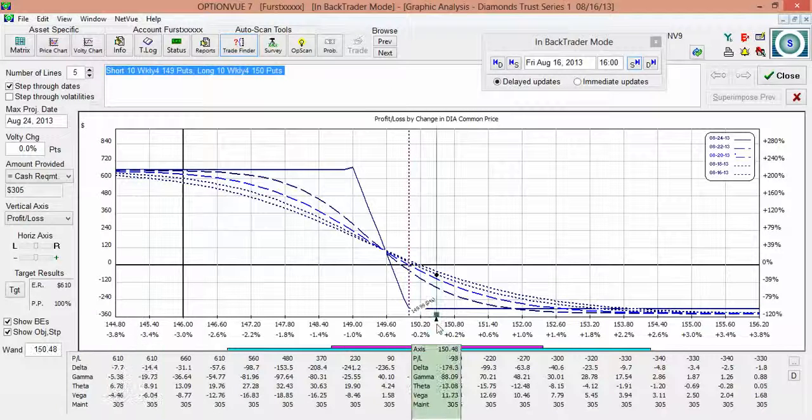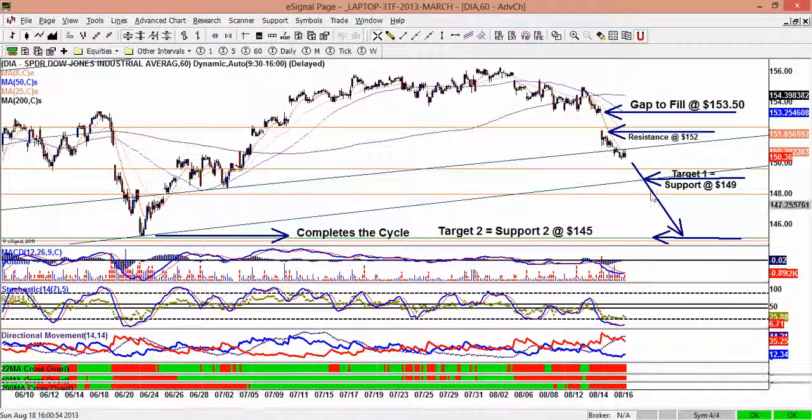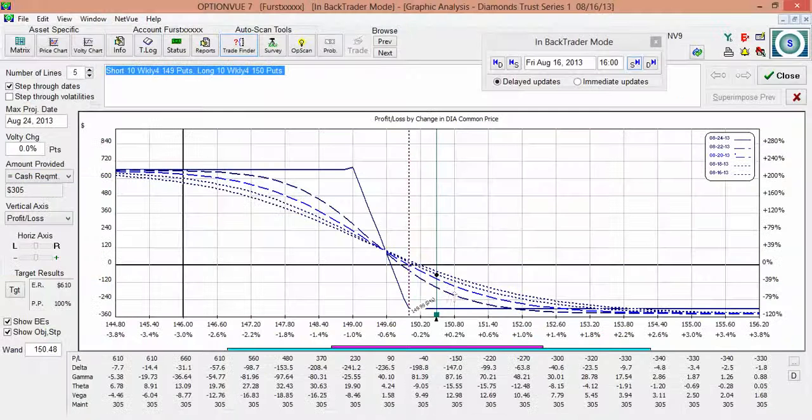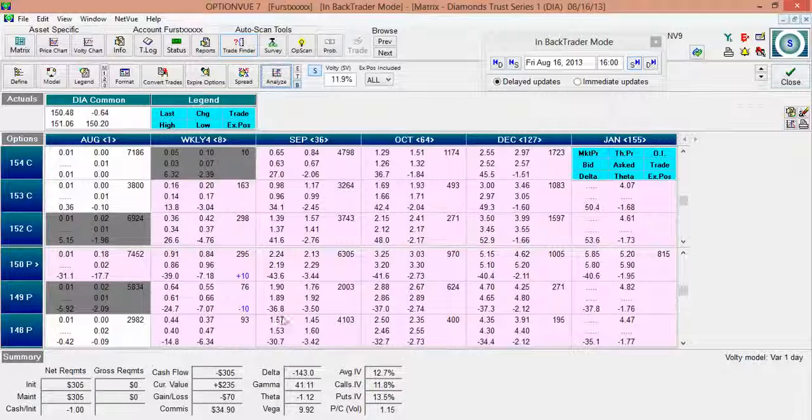Now, what happens if we want to go back up to resistance? And resistance, we've said, is about 152. At 152, we would be basically almost at a complete loss. We'd be down about $270 out of the $300. So could we look at some other trade possibilities? Now this trade is only good for a week. We've only got 8 days on it.